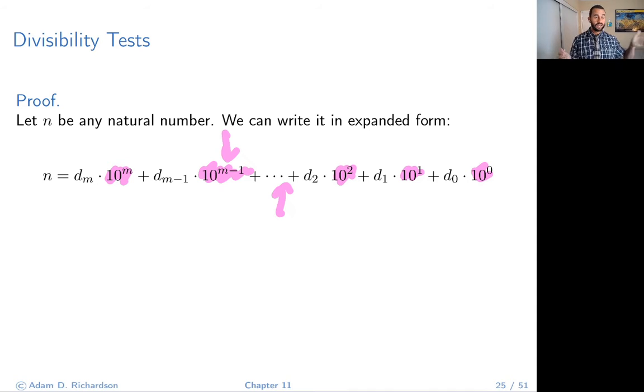Those are the digits 0 through 9. So each one is a 0, 1, 2, 3, 4, 5, 6, 7, 8, or 9.